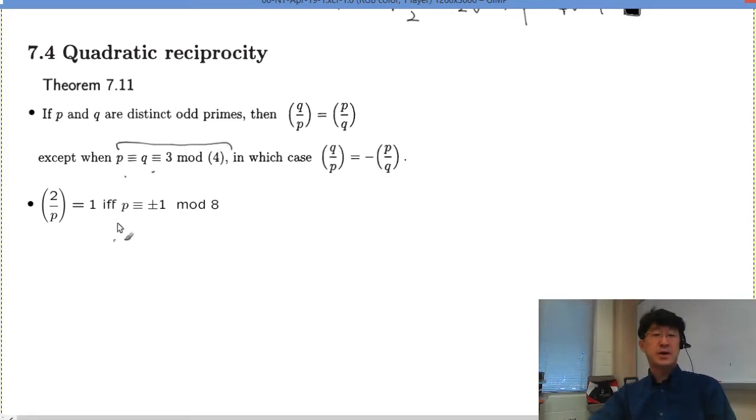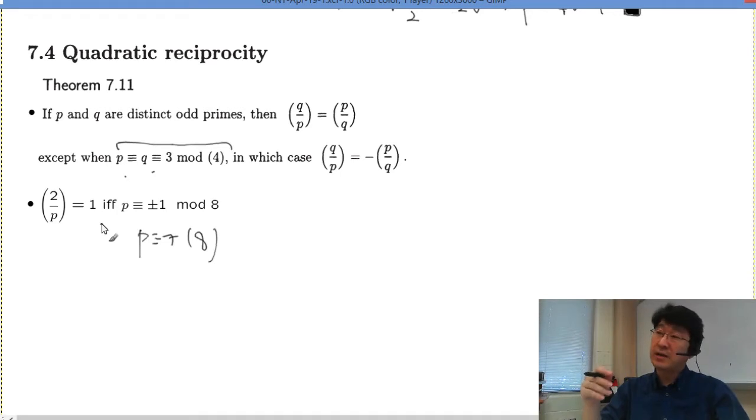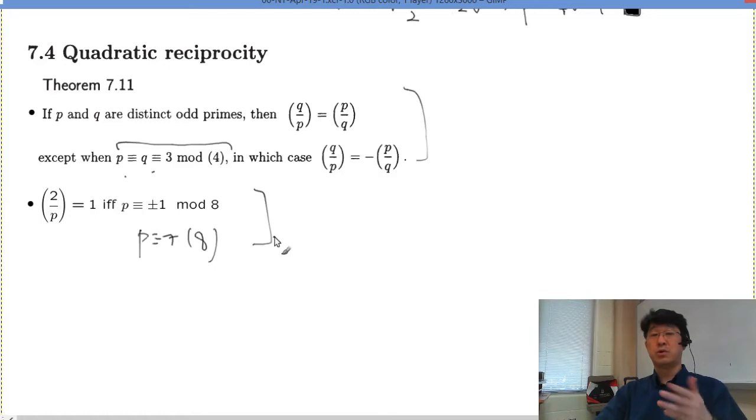All right, let's look at the next one. Because these are odd primes, we have to take care of 2. Is 2 a quadratic residue mod P or not? And there's this simple answer. If P is 1 mod 8 or negative 1 mod 8, the same as 7 mod 8, then 2 is always a quadratic residue. And if P is 3 mod 8 or 5 mod 8, 2 is always a quadratic non-residue. Simple as that. Together this is called the quadratic reciprocity law, and this one is called the supplementary quadratic reciprocity law.